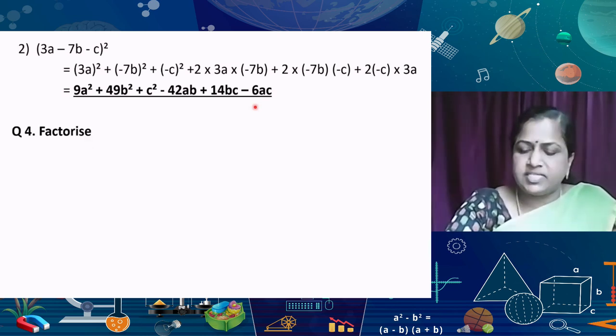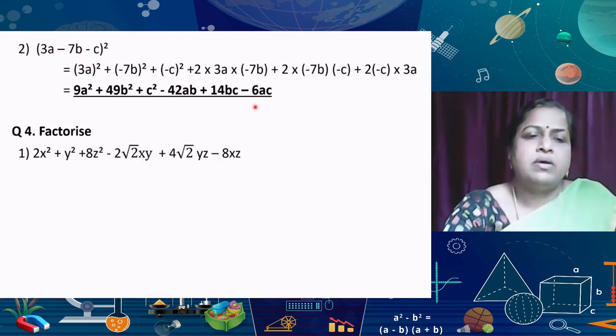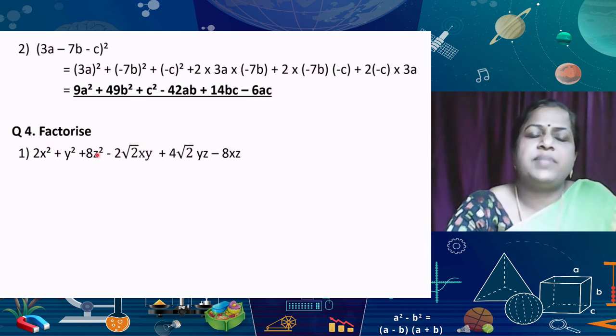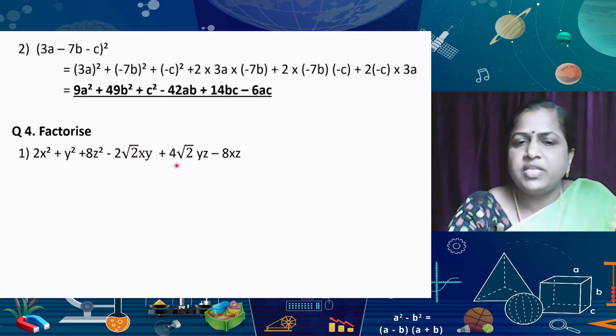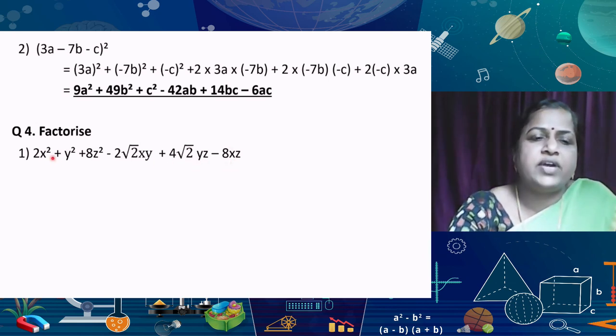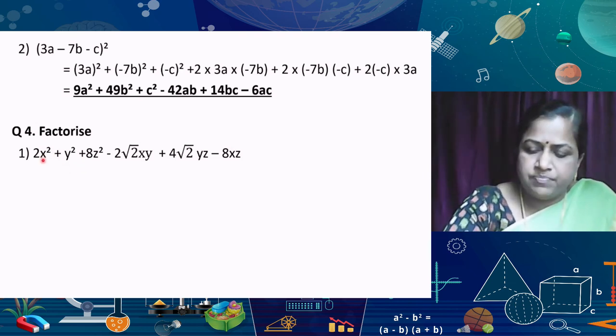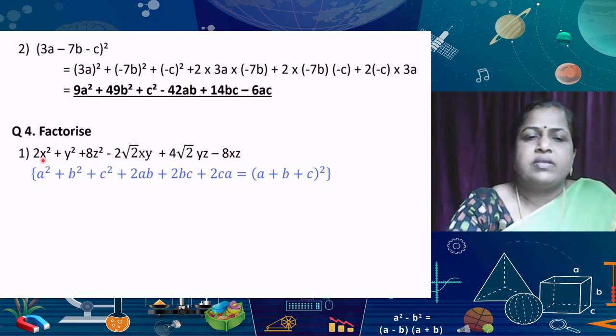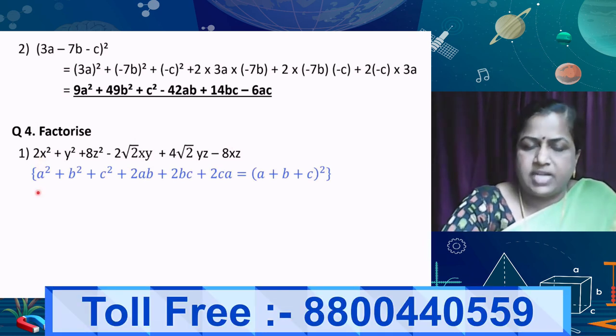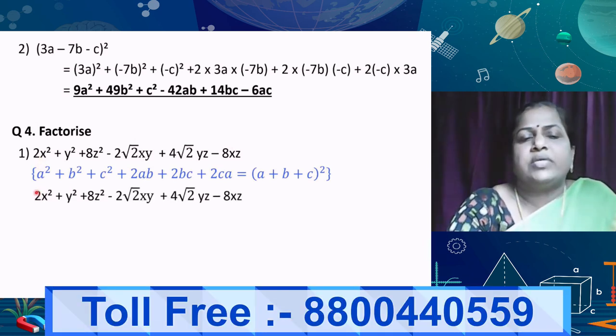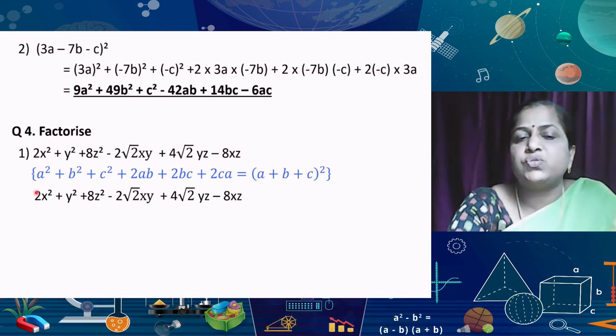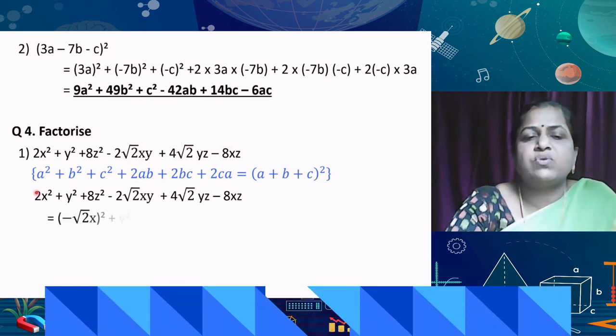Now, by using the same identity, how can we factorize 2x square plus y square plus 8z square minus 2 root 2 xy plus 4 root 2 yz minus 8xz? Here we have to find a square, b square, c square. What are a, b and c? Here, in the first case, what is a? That is 2 into 2 is 4, but here 2 is given, so it is the square root of 2.